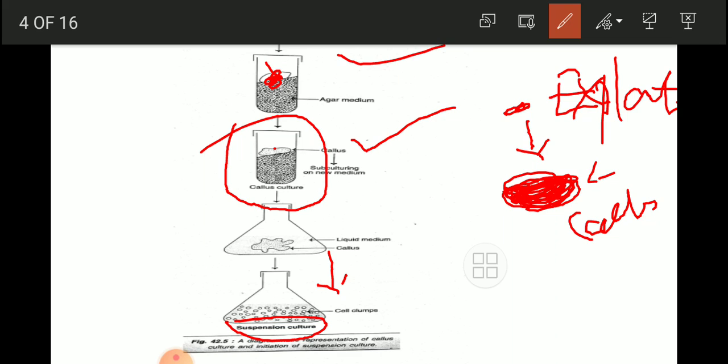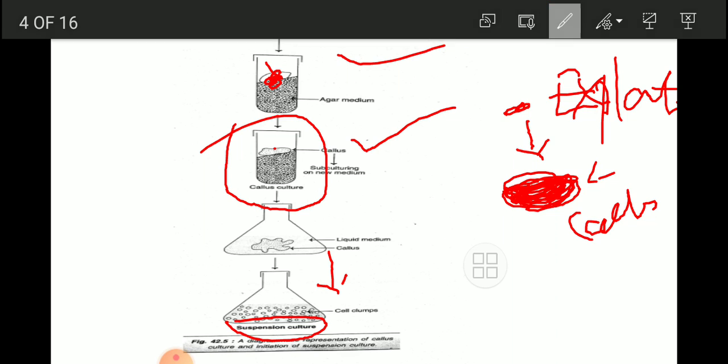Now that callus again we have transferred into the liquid medium, and that callus in liquid medium is kept on a shaker, and after 1-2 hours we will find there is a suspension culture. Cells get separated from that group, isn't it?